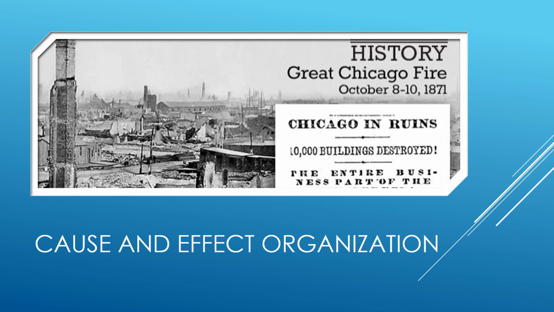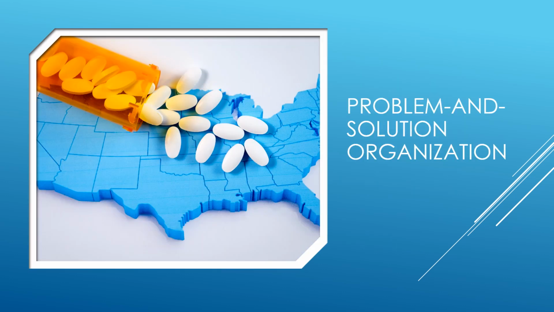So you can talk about the things that led up to a particular event or the things that happened because of that event. So cause and effect can be a way to organize your presentation. You can also organize by problem solution. You could talk about the opioid crisis and your solution to it. Don't forget to discuss why your solution will work.